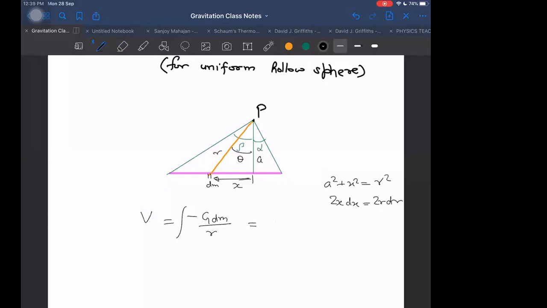Does it help us anyway, or does it not? It will help if we take r dr. We will get dm also in terms of x. Then I will write minus G into lambda into dx upon r, and r also in terms of x we can take. I think it is not helping here, because here we do not have an x dx term. We are only having a dx term. If we have x dx, then it will be helpful. But here we are having only the dx term, so it is not much helpful.